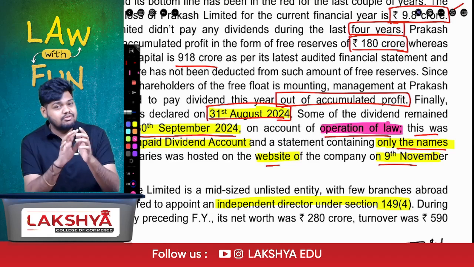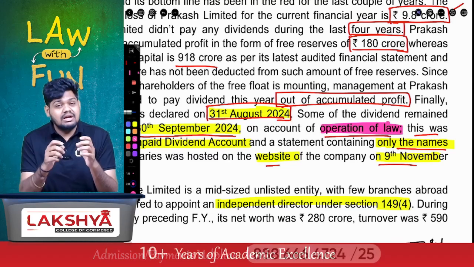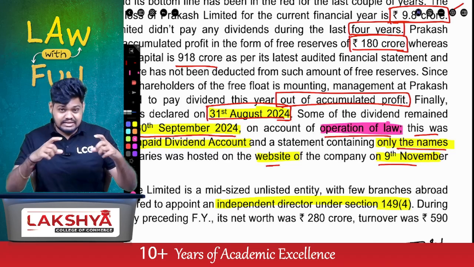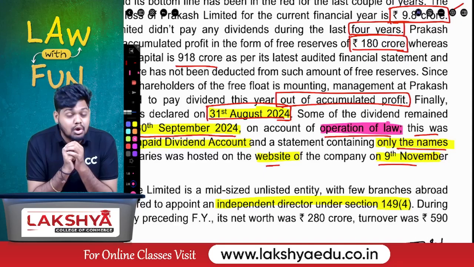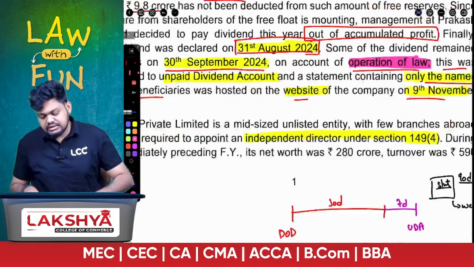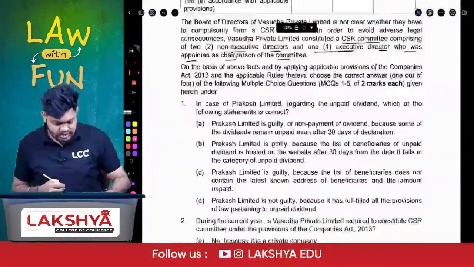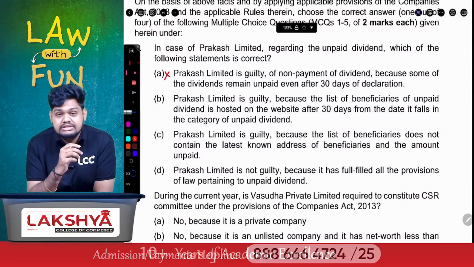Remember section 127, we had the penalty, and these penalties will be imposed only when it doesn't fall under the exceptions, and we had 5 exceptions. The first exception was when the dividend was not paid due to reasons of operation of law. Hence, the company was liable or not liable? Hence, the first option is not correct.